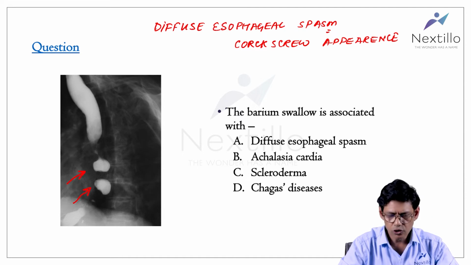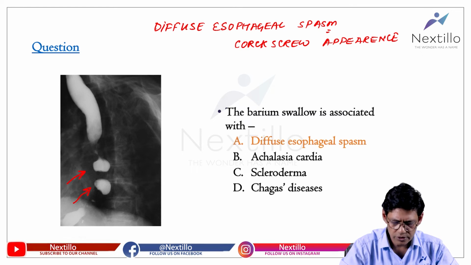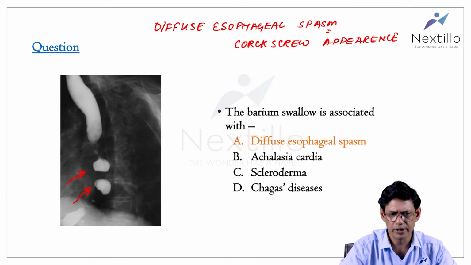And therefore the answer over here is the diffuse esophageal spasm. Though in this picture the characteristic corkscrew appearance is not seen, what we see in this picture is the accumulation of the barium in the pouches. Due to the spasm, the esophagus has become divided into a number of pouches.